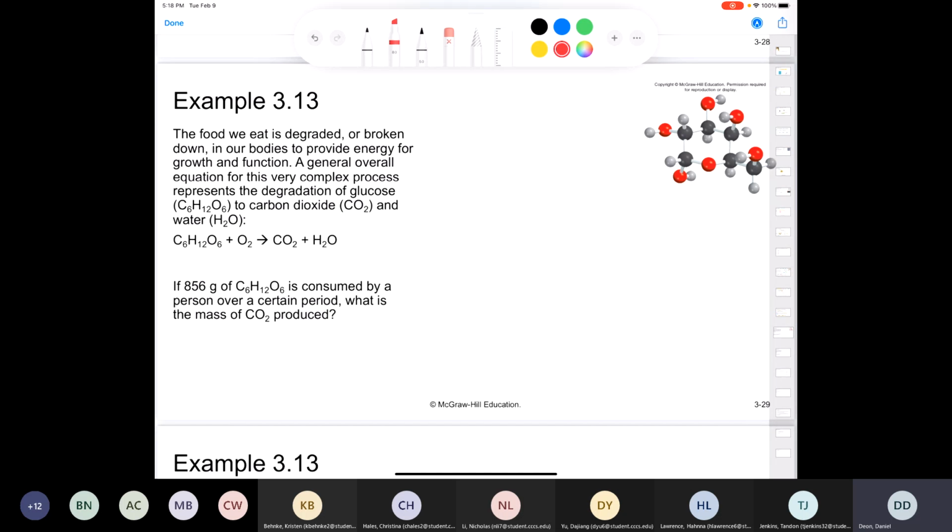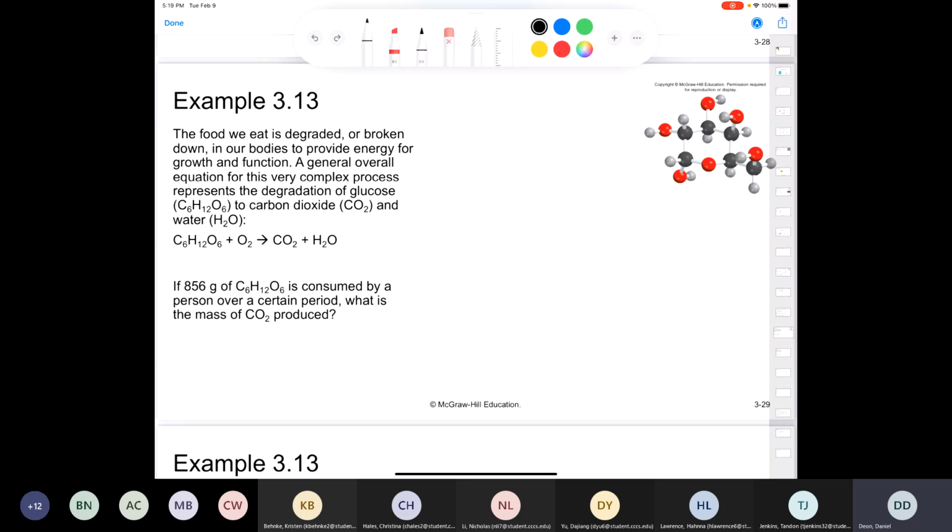If 856 grams of glucose is consumed by a person over a certain period, what is the mass of carbon dioxide produced? Well, the first thing is that we don't have a balanced equation, do we? If you look at the equation here, we have 6 atoms of carbon, but only 1 over here, right? You can see there's a bunch of problems. So let's rewrite that equation, and let's start by balancing it out.